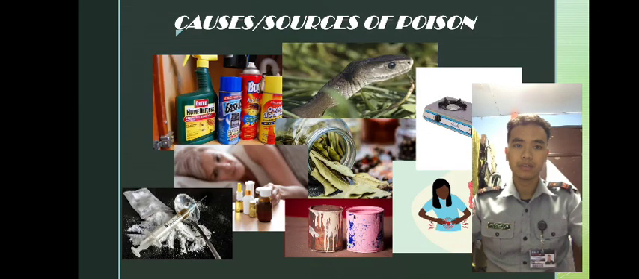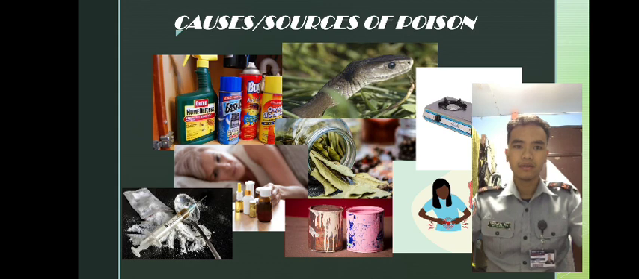Next, let us now discuss the causes or sources of poison. First, household chemicals. Common household chemicals like cleaning agents, pesticides, and fertilizers can contain toxic substances that can be harmful if ingested, inhaled, or absorbed through the skin.